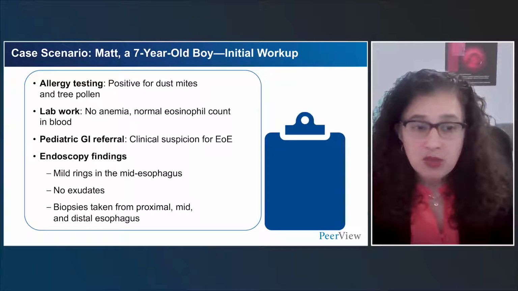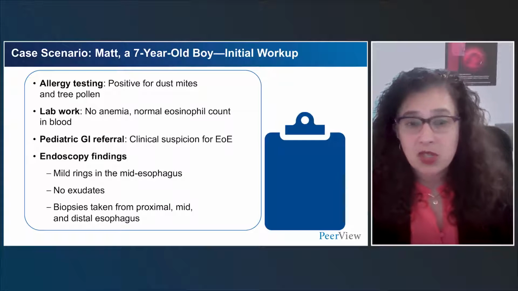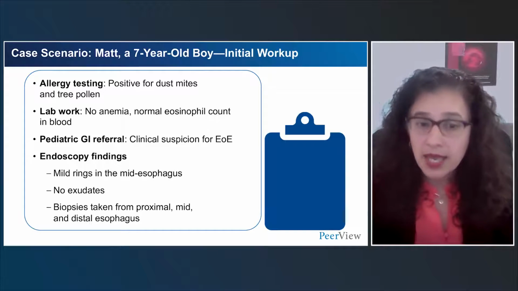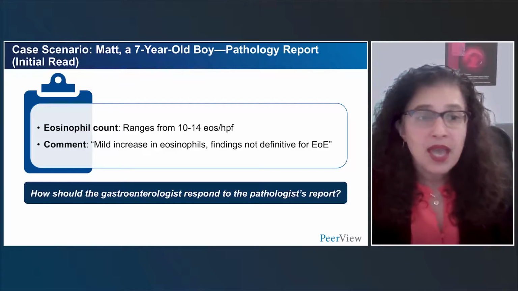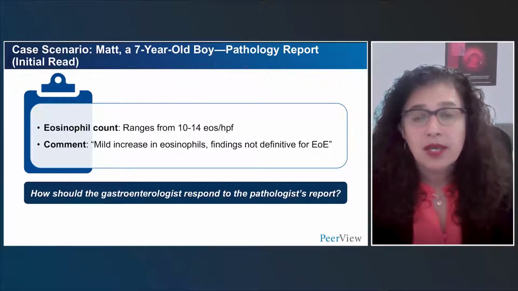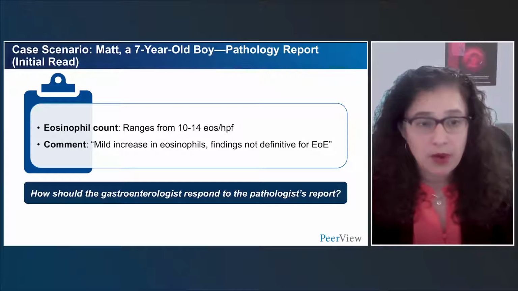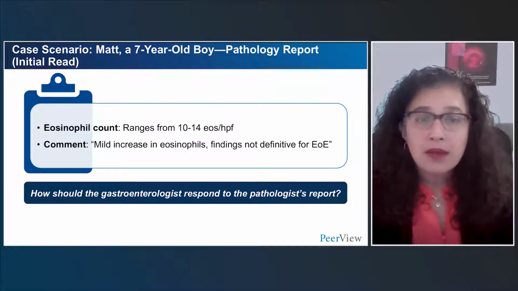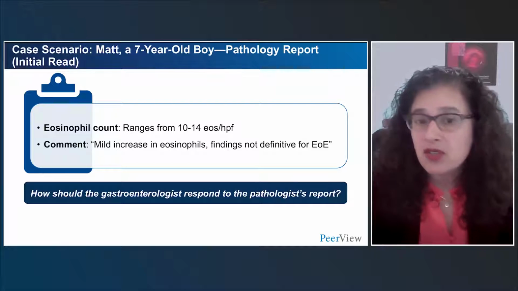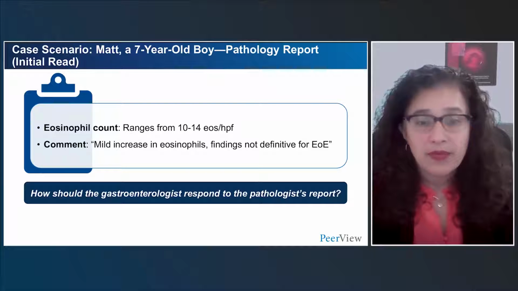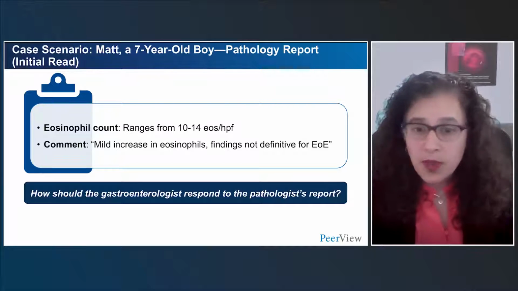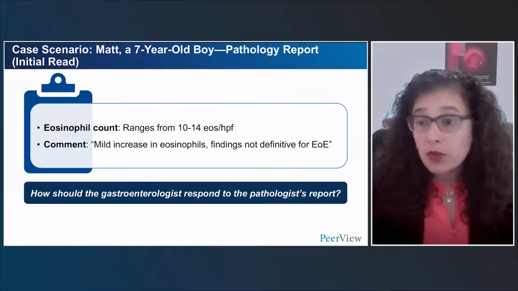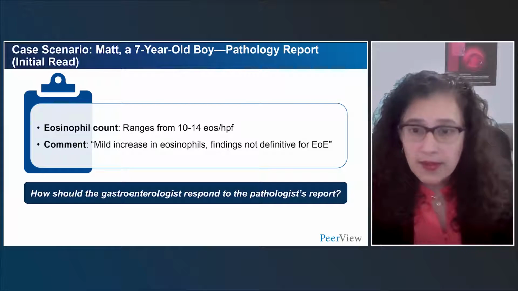Endoscopic findings show mild rings in the mid-esophagus, no exudate. Biopsies are taken from the proximal, mid, and distal esophagus. And the eosinophil count here ranges from 10 to 14 eosinophils per high powered field with a comment: mild increase in eosinophils. Findings are not definitive for EoE. So, how should the gastroenterologist respond to the pathologist's report when we are really suspecting EoE in this clinical scenario?